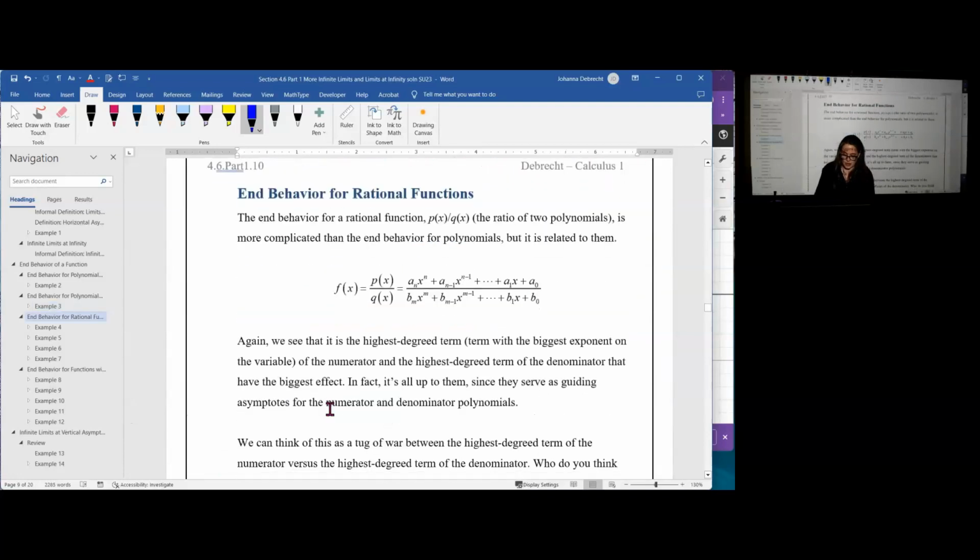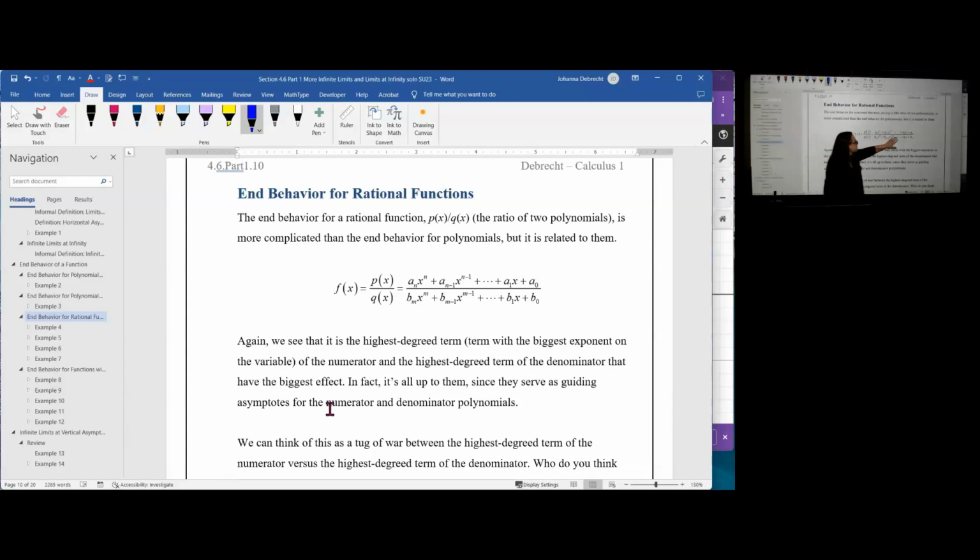Let's now discuss a rational function, the ratio of polynomials. We know that for a polynomial, the end behavior mimics the behavior of the highest degree term. What happens then when we divide a polynomial by a polynomial? That's the ratio, hence rational function.